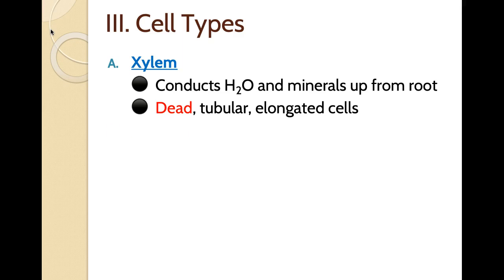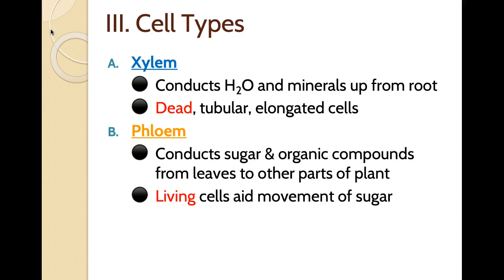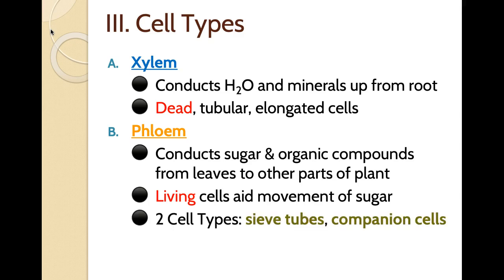The second cell type is known as the phloem. Now, I think on the past slide I used water as an example, which probably wasn't the best example. So try to remember that sugar flows down, because sugar is primarily what's being moved from the shoot system down into the root. So sugar flows down in the phloem. These cells are living, and they aid in the movement of that sugar. And there are two types of phloem cells, sieve tubes and companion cells.